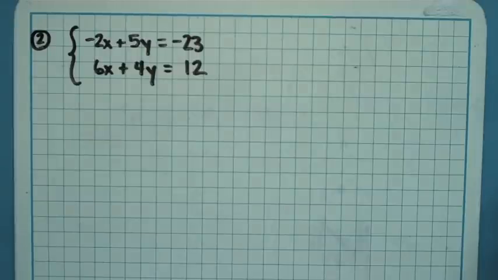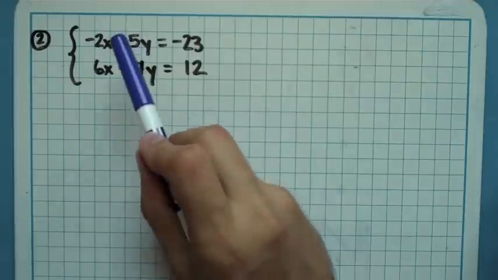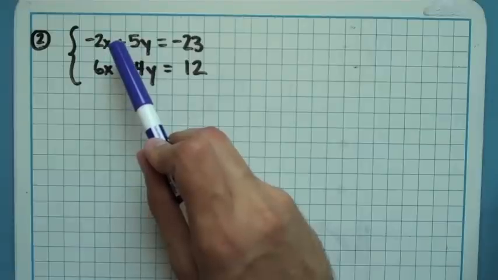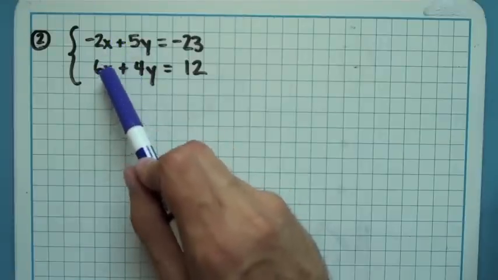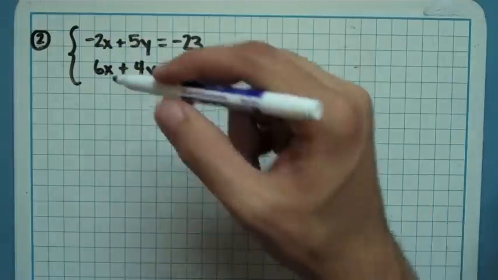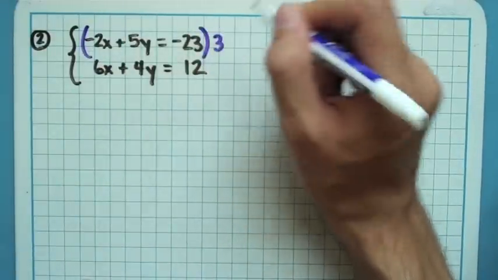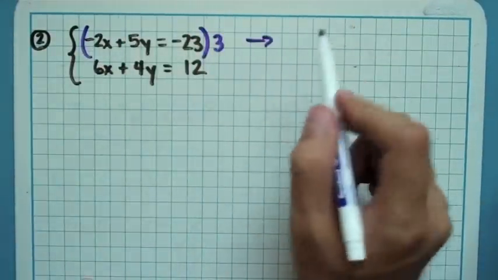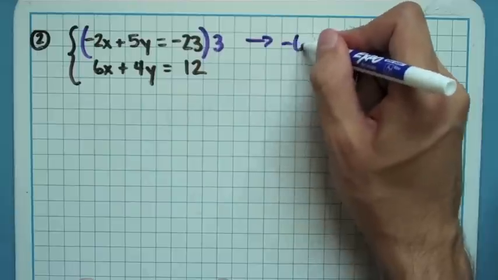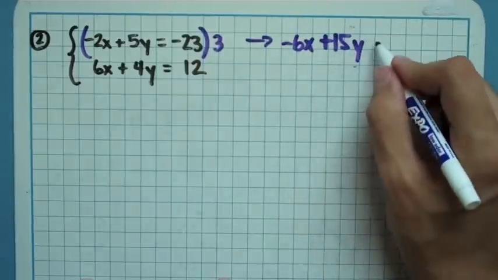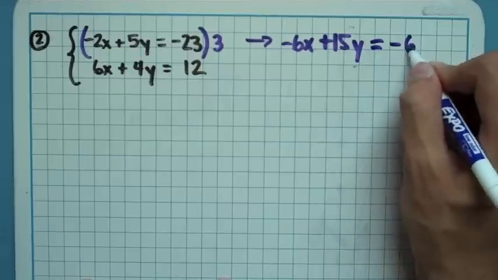But the x's, on the other hand, I have a negative 2 and a 6. Well, negative 2, if I multiplied by 3, I'd get a negative 6, and then negative 6 and positive 6 would cancel out. So on this problem, I'm going to multiply this guy right here by a positive 3. And I'm going to rewrite my equation. I'll get negative 6x plus 15y equals, that would be a negative 69.